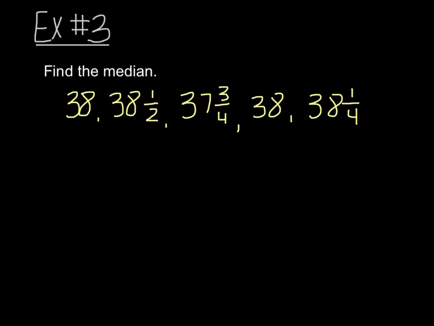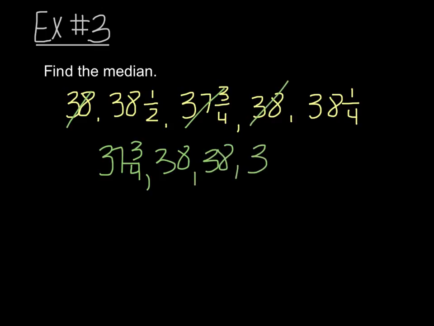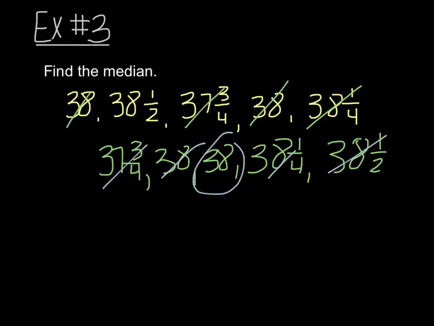Example number 3, find the median. So as you know, we have to put them in order, least to greatest. 37 3/4, 38, 38, 38 1/4, and 38 1/2. For the median, cross them off until you find the number in the middle, which is 38. So our median is 38.